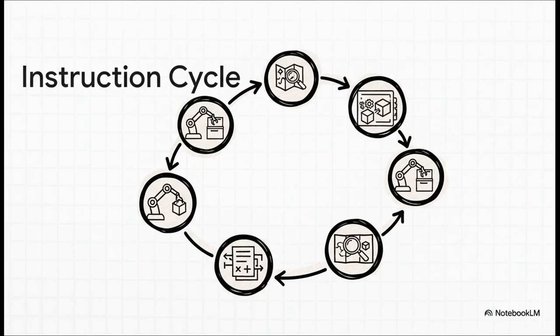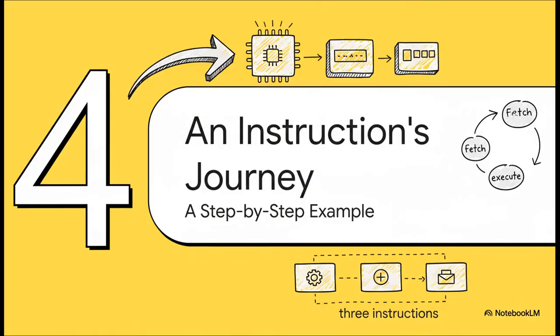After you grab it, you have to decode it to understand what it's even asking you to do. Then you might need to find the address of the data you need. Go get that data. Do the actual math, and then finally store the results somewhere. It sounds like a lot, but a modern processor does this entire sequence in a fraction of a nanosecond. It's just unbelievably fast. All right, that's enough theory.